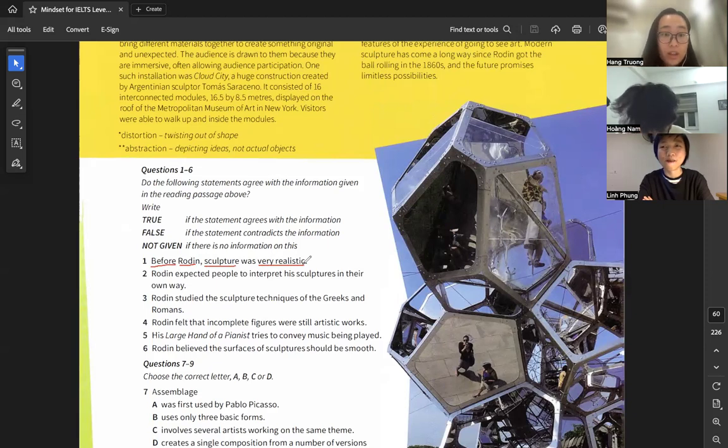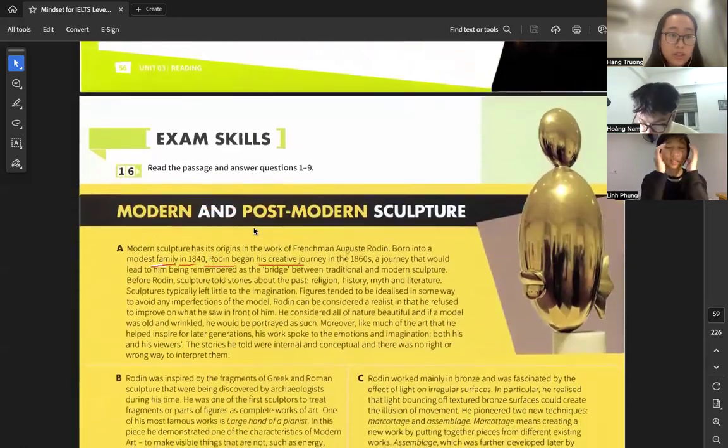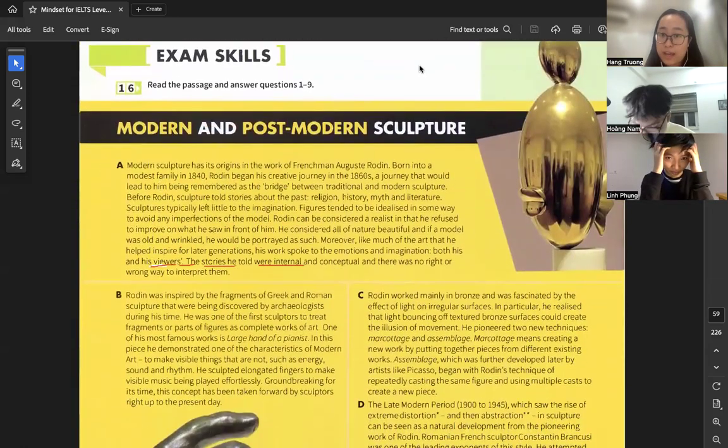So Chị Linh and Hoa, you have 2 different answers, true and false. Okay, now let's go to the first paragraph A, because this is where we can find the answer. Chị Linh, why did you think that it's true? At home, in which line or in which part did you locate the answer for number 1?